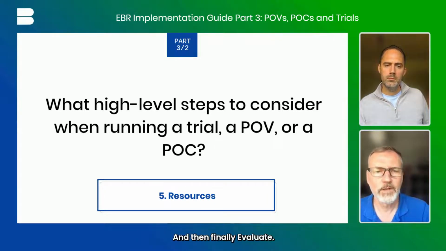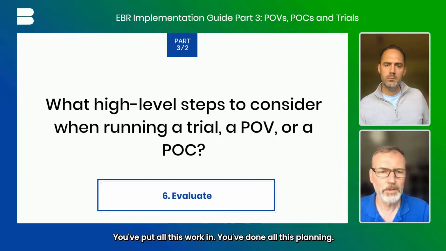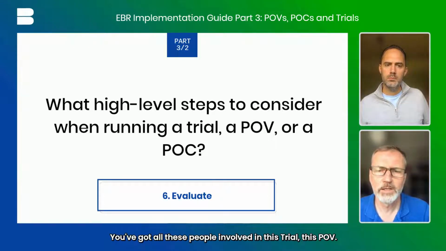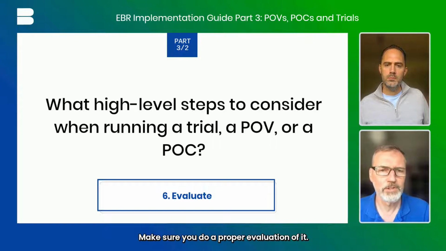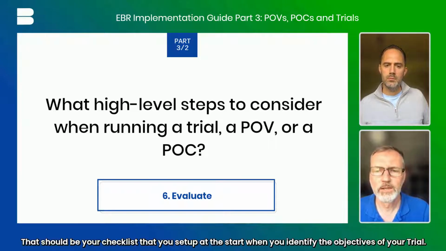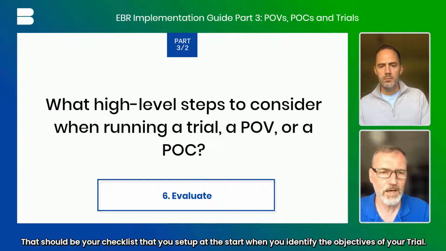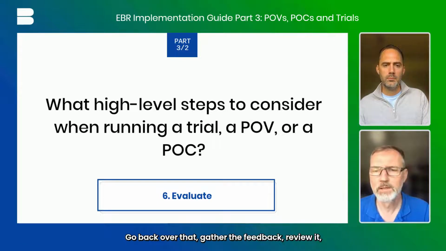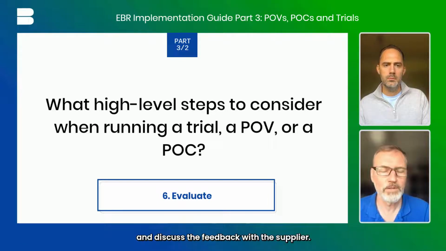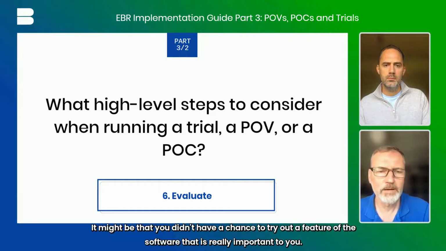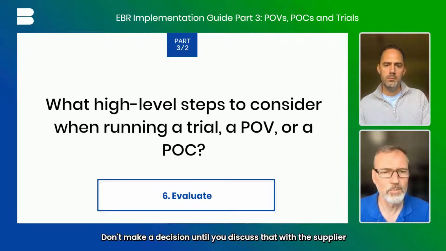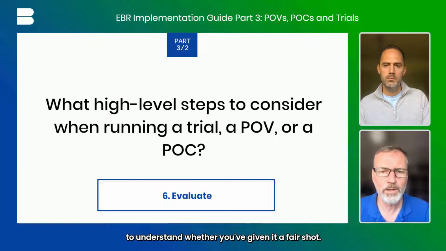And then finally, evaluate. You've put all this work in, you've done all this planning, you've got all these people involved in this trial, this POV. Make sure you do a proper evaluation of it. That should be your checklist that you set up at the start when you identified the objectives of your trial. Go back over that, gather the feedback, review it, and discuss the feedback with the supplier. It might be that you didn't have chance to try out a feature of the software that is really important to you. Don't make a decision until you discuss that with the supplier to understand whether you've given it a fair shot.